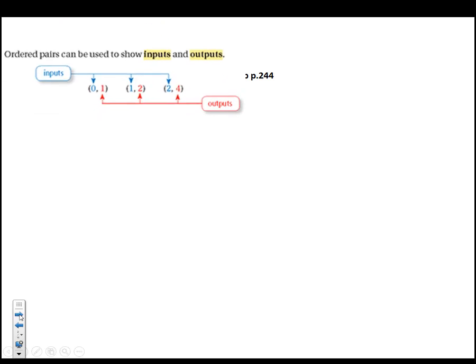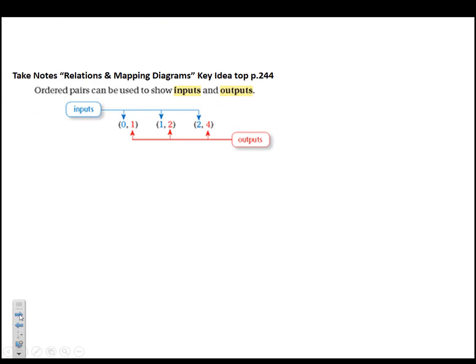So, ladies and gentlemen, you took some notes on relations and mapping diagrams, and the first thing you started with was our ordered pairs, our inputs and our outputs. It's very important to understand those. I understand you know inputs and outputs. I know you know X and Y's. We're just going to spend a few seconds on it. Ordered pairs can be used to show our inputs and outputs.